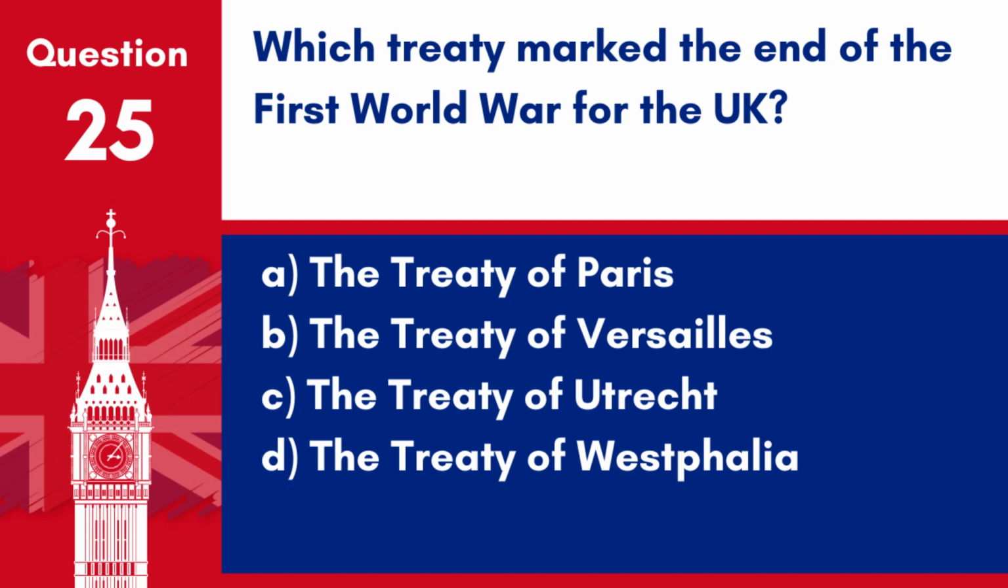Question 25. Which treaty marked the end of the First World War for the UK? A. The Treaty of Paris. B. The Treaty of Versailles. C. The Treaty of Utrecht. D. The Treaty of Westphalia. Answer: B. The Treaty of Versailles. The Treaty of Versailles in 1919 marked the end of the First World War for the UK and its allies, imposing significant reparations and territorial losses on Germany.